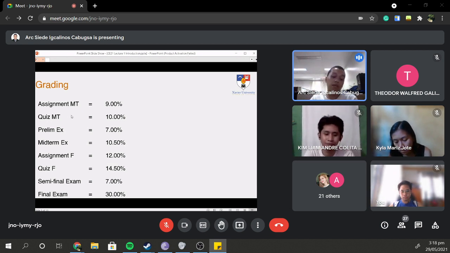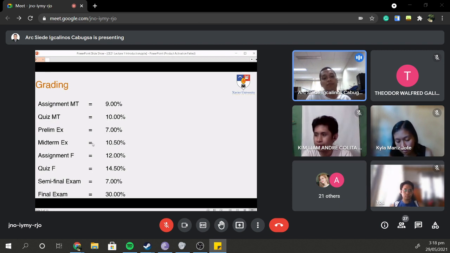And for the quiz in the midterm, I will just average your outputs. Then for your prelim exam, I will choose which of your prelim scores is better, then the midterm exam is scheduled as the midterm exam. It is the same with the finals aspects: assignment, quiz, semi-final exam. So this percentage consists your final grade in this subject.